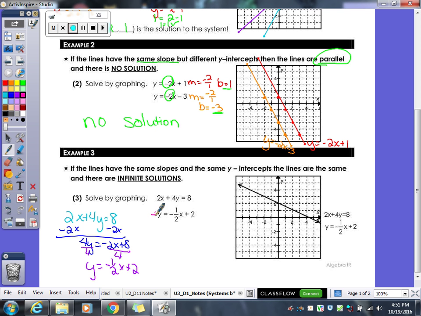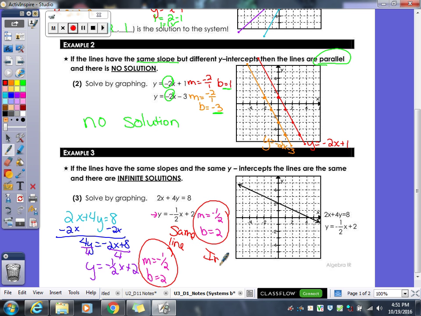So if I go up to this line and I state my slope, I have negative 1/2. I have a b of 2. If I go to this line, I have a slope of negative 1/2, a b of 2. They are exactly the same. My slope's the same, my y-intercept's the same. That means it's the same line. Since it's the same line, we say that this has infinitely many solutions.